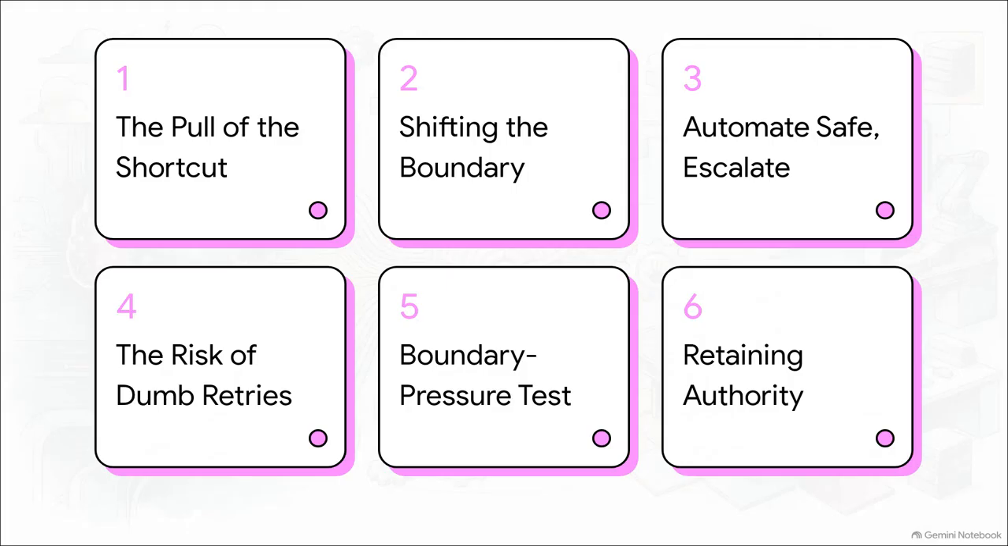To figure this out, we've got a solid roadmap for today. We'll start with the pull of the shortcut, look at shifting the action boundary, learn how to automate the safe cases and escalate exceptions, dive into the serious risks of dumb retries, walk through a practical boundary pressure test, and finally, wrap up with how to give users leverage without losing system authority.